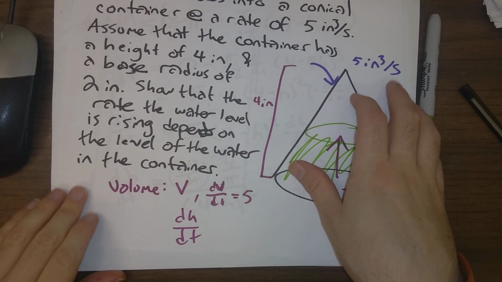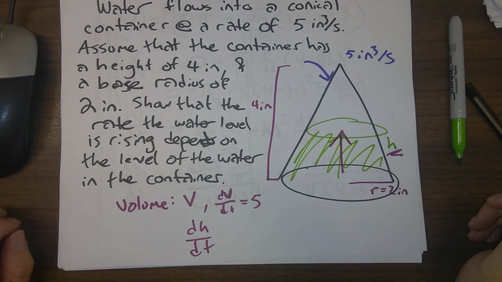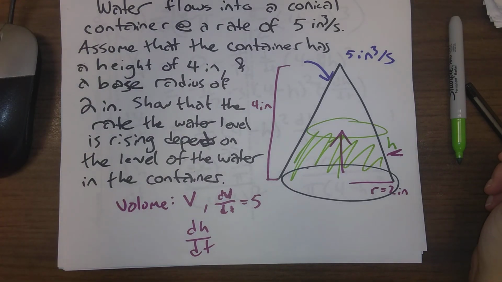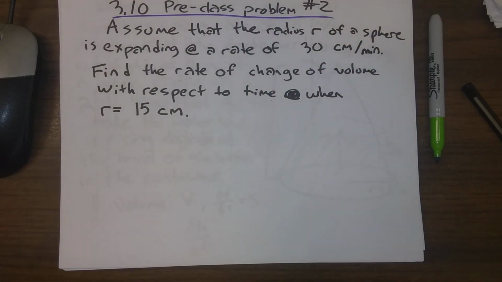So this very geometrical one, where we have to use either the formula for volume of a cylinder or volume of a cone. And so the problem I want you to look at is the second pre-class problem. Assuming the radius r of a sphere is expanding at some given rate, find the rate of change of volume. Your very first step here would be to write down an equation that relates the volume of a sphere together with the radius, and you differentiate that to start this off.